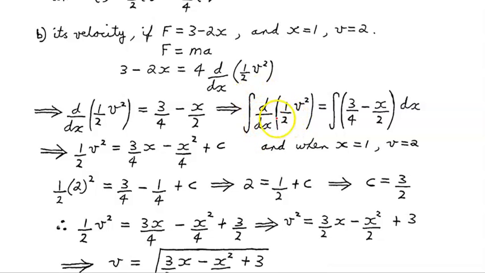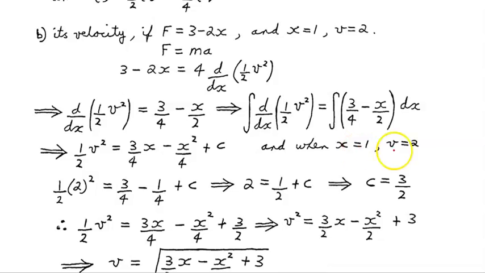So we're integrating a half v squared with respect to x, and we're integrating the right-hand side with respect to x. You can see that there. We have the integral of 3/4 minus x/2. Anti-differentiating this, we're left with a half v squared equals 3x/4 minus x squared/4, plus a constant of integration.